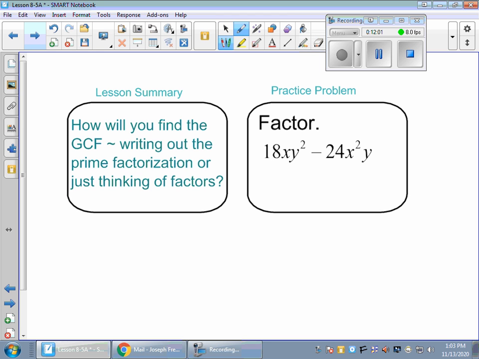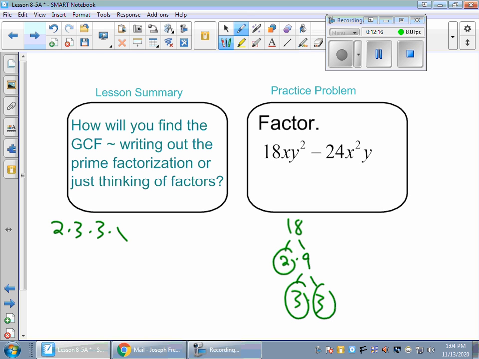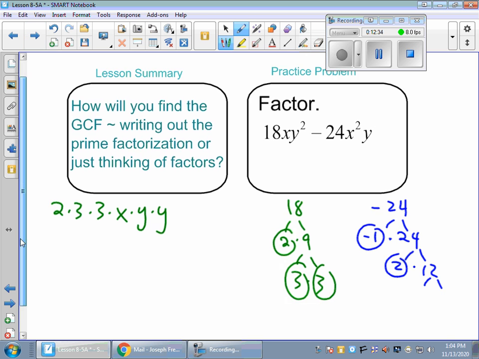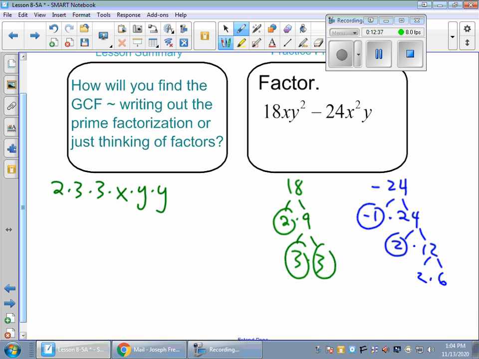So let's take a look at 18. Let's break down 18. 2 times 9, 3 times 3. So when I write the prime factorization of this, 2 times 3 times 3 times x times y times y. Let's break down the number negative 24, so don't forget about that negative 1. So negative 1 times 24. And again, 24, I'm going to go 2 times 12. 12 is, let's see here, whatever you want. Let me get a little room here. 2 times 6.